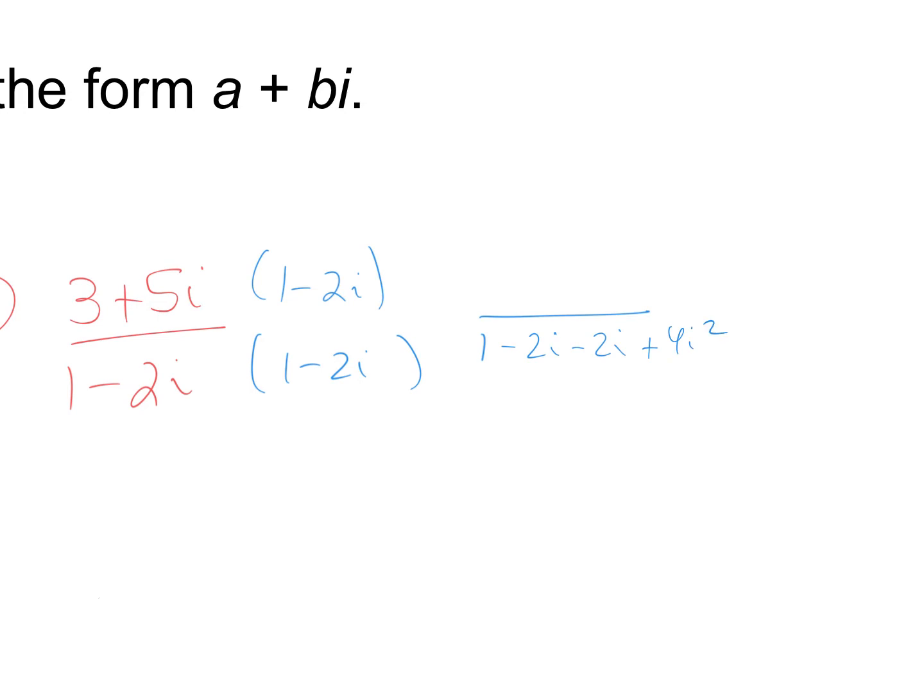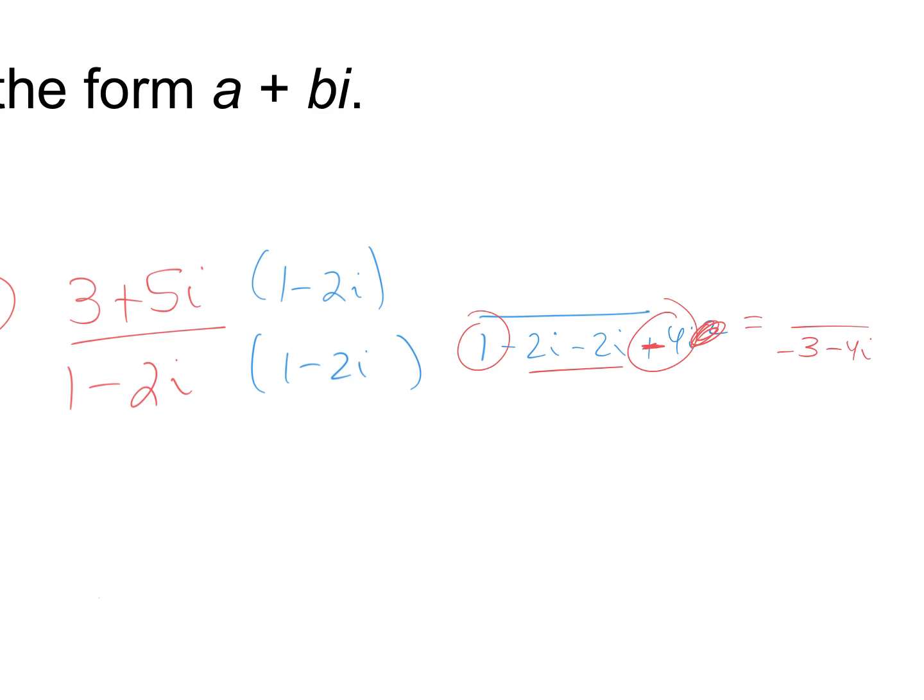Agreed? Now I cross off i squared and I change that sign, and I simplify real with real. 1 minus 4 is negative 3, and then I have minus 4i. Did I eliminate the i in the denominator? No. So if you guys get there, you should be like, oh, wait, I did something wrong.